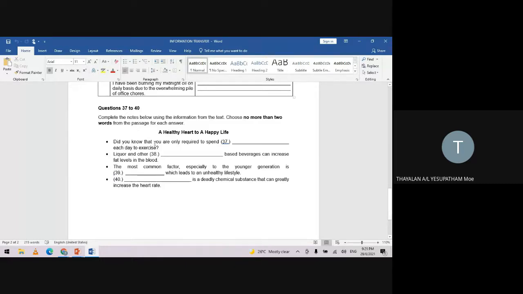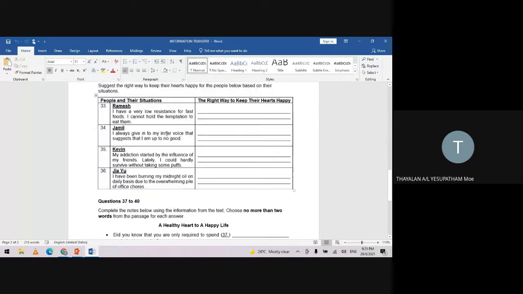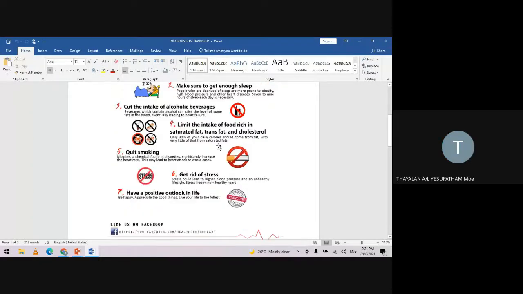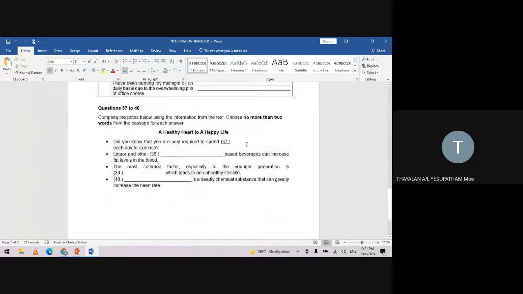It should not be more than 2 words from the passage for each answer. Did you know that you are only required to spend dash each day to exercise? Now, if you talk about exercise, you've got to be here. So what do you think is the answer? 30 minutes. Excellent. So here the answer is 30 minutes, 2 words.